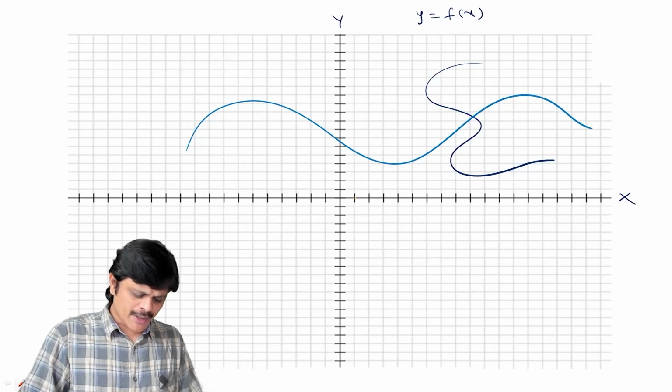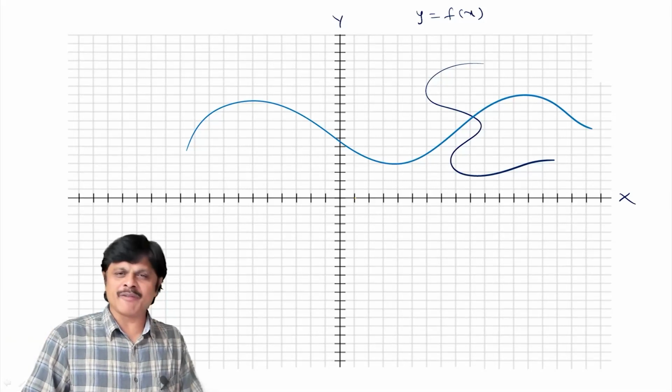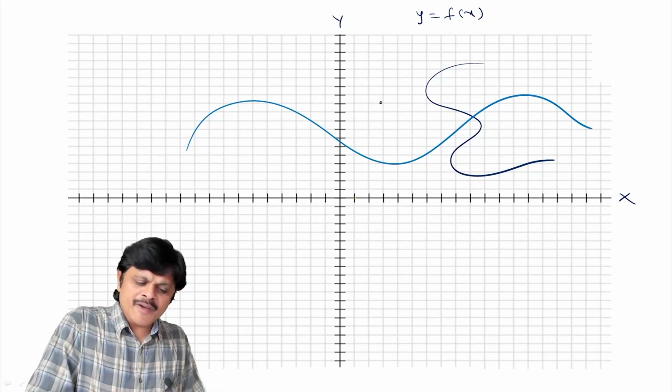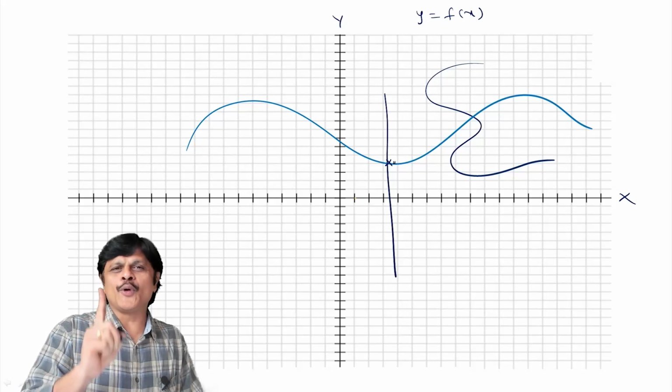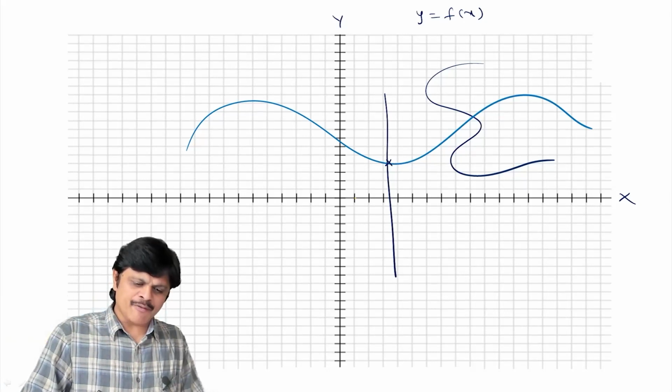What this vertical line test says is: for a given relationship between y and x, if you plot that graph, it represents a function if a vertical line drawn cuts the graph only at one point. The vertical line drawn cuts the graph only at one point.